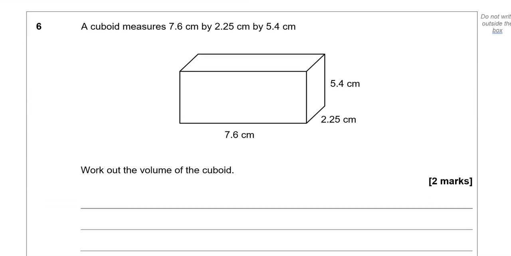A cuboid measures 7.6 centimeters by 2.25 centimeters by 5.4 centimeters. Work out the volume of the cuboid. So we know that we need to multiply length by width by height or depth. So 7.6 times 2.25 times 5.4, order doesn't matter. Plug this into the calculator and it will give you 92.34 centimeters cubed.